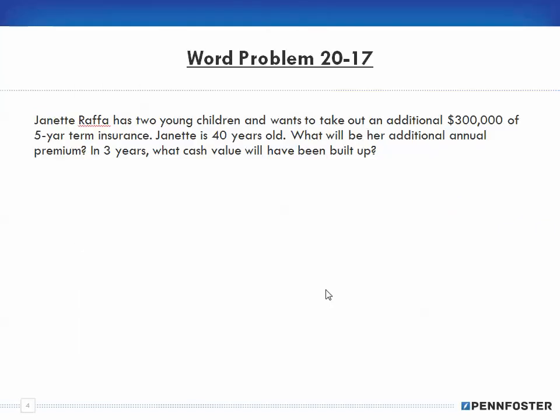20-17. Jeanette Rafa has 2 young children and wants to take out an additional $300,000 of 5-year term insurance. Jeanette is 40 years old. What will be her additional premium? In 3 years, what cash value will have built up? Right, so we have the 300,000, and we're dividing that by 1,000, so that gives us 300.